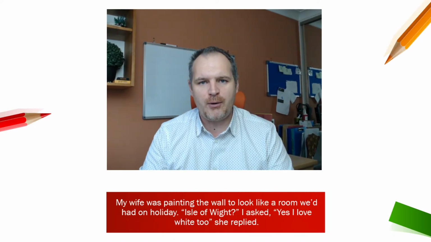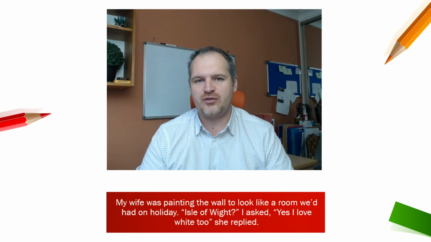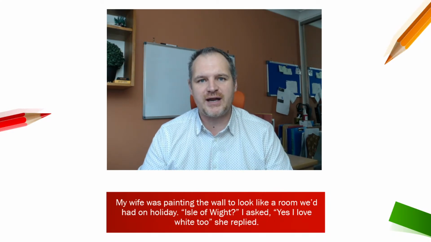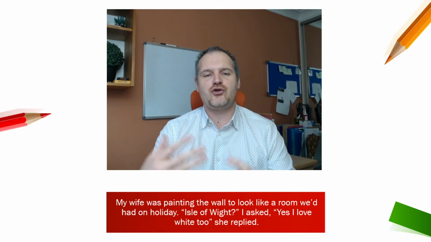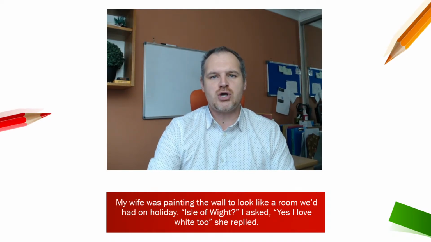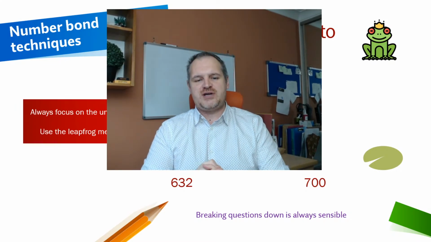I have a strong policy that it's absolutely fine to struggle with things. In fact, if everything's easy, we're not learning anything. So it's absolutely fine to find things difficult. But I've got methods to try and help things make more sense. So, here we go. How would we find the number bond to 632?